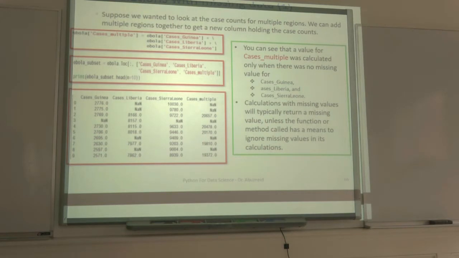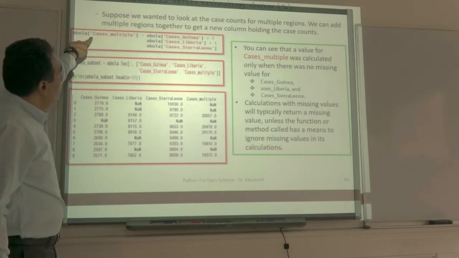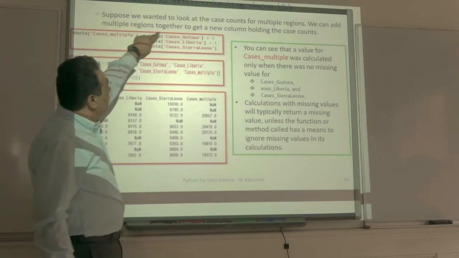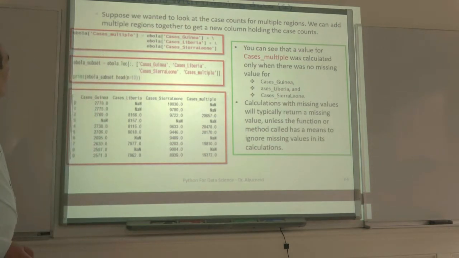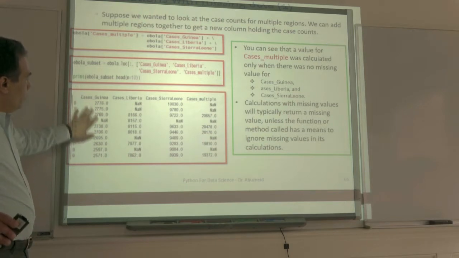All right. So you have calculation with missing data. Suppose we want to look at the case counts for multiple regions. We can add multiple regions together to get new columns holding the case count. So here you have Ebola cases multiple. You are adding the cases Guinea with Liberia with Sierra Leone, and you're creating this new column.